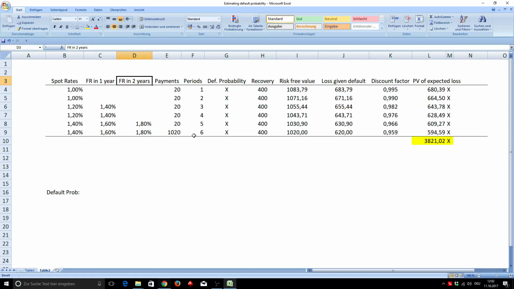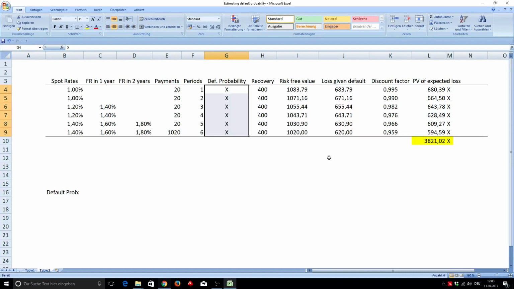So in this example, what we have to do is calculate the forward rates. I'm not going to go into detail now on how to calculate these forward rates, but I can tell you that these forward rates here are the forward rates in 1 year for 1 year, and these are the forward rates in 1 year for 2 years, and these are the forward rates in 2 years for 1 year. Over here you see the payments for the different periods, and here is our unknown variable, the default probability. We make some assumptions here as well.